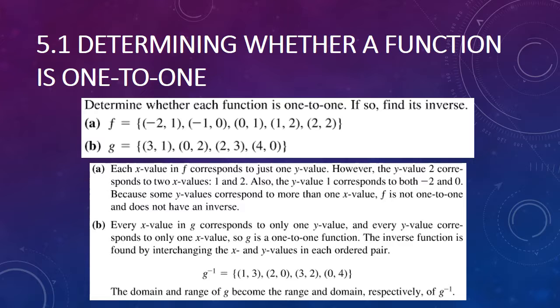G, on the other hand, is one-to-one. You'll notice every x has only one y, and every y goes to only one x. And this is probably the easiest type of thing to find an inverse for, because all you need to do is just switch the x and y values of the points. So (3, 1) becomes (1, 3), (0, 2) becomes (2, 0), (2, 3) becomes (3, 2), and (4, 0) becomes (0, 4).